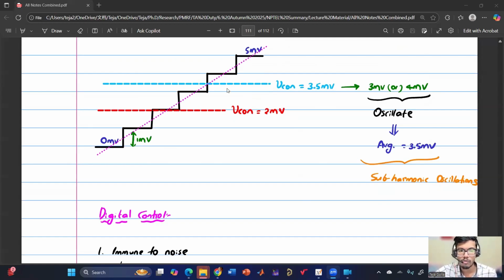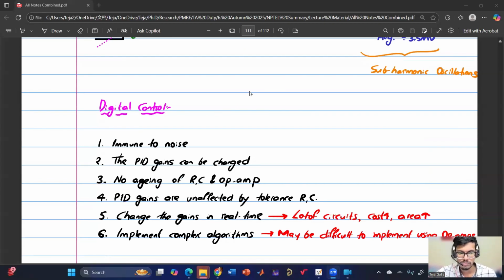Now, depending upon how fine this resolution is, the oscillations will become that small. If the steps are big, then the oscillations also will be big. But we have also discussed, if there are so many issues, why do we need digital control? So first of all, it is immune to noise, and the PID gains can be changed anytime. You just have to change your vanilla code and dump it in the FPGA or in your IC.